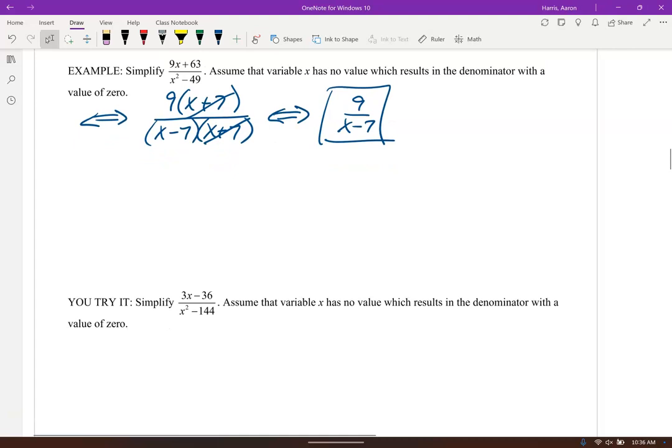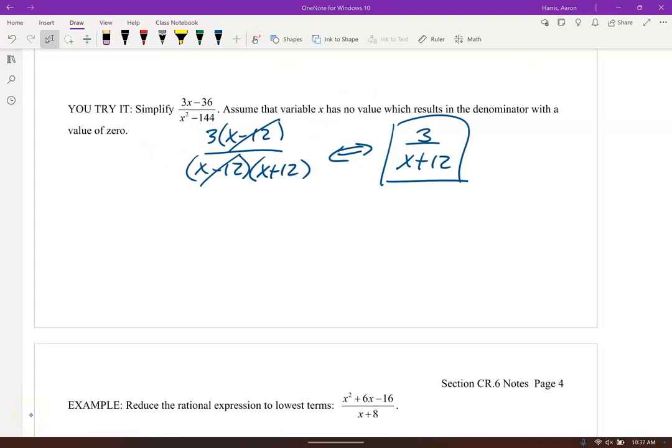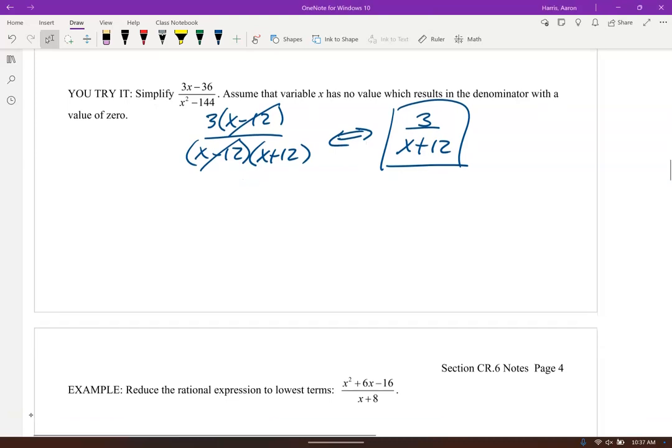Let you guys try this again. Let's see the difference of squares on the bottom there. You're taking a 3 out of the top at each of those terms, right? So you get 3 over x plus 12. All right, let's keep going with some more of these.